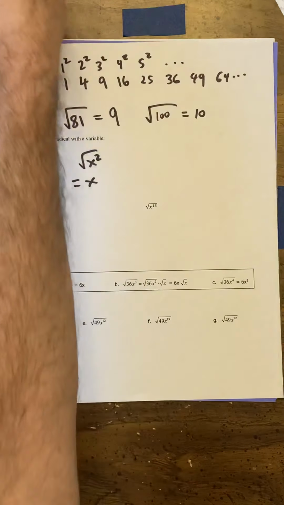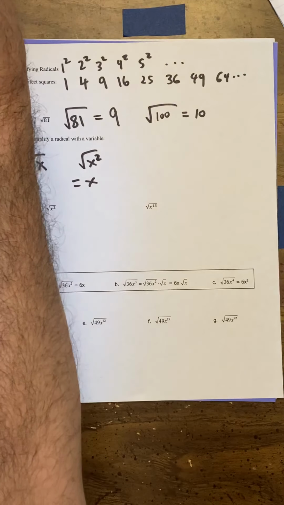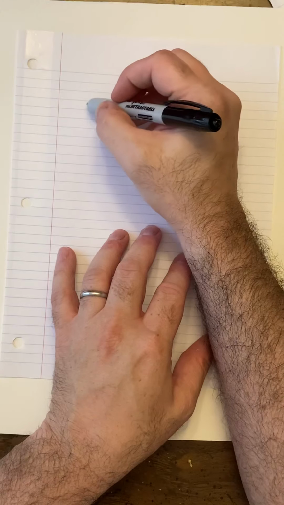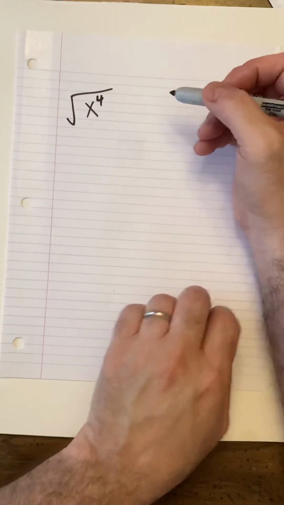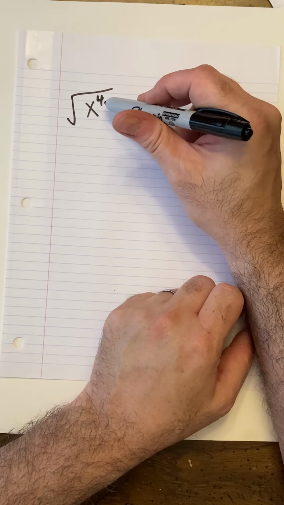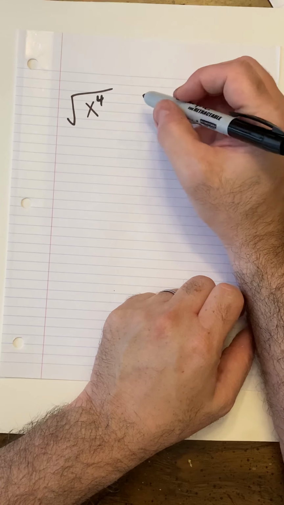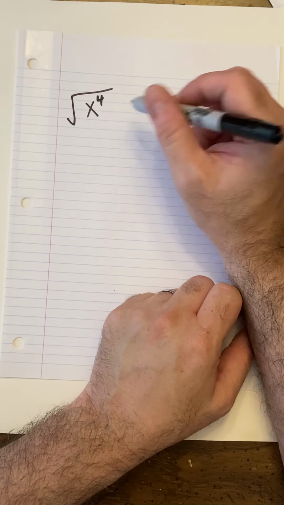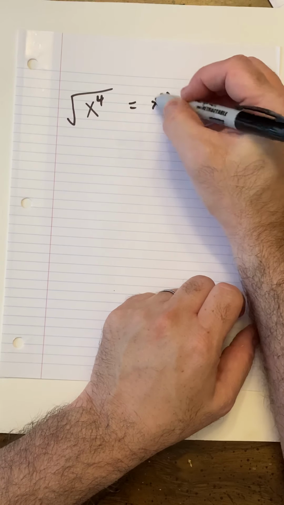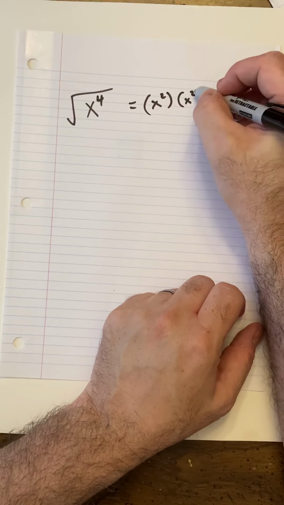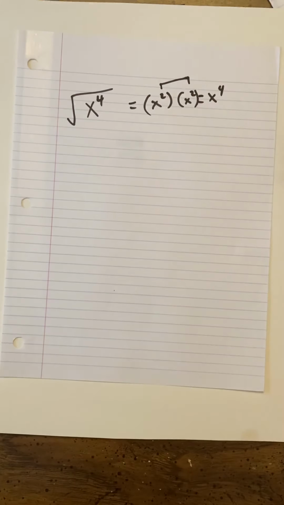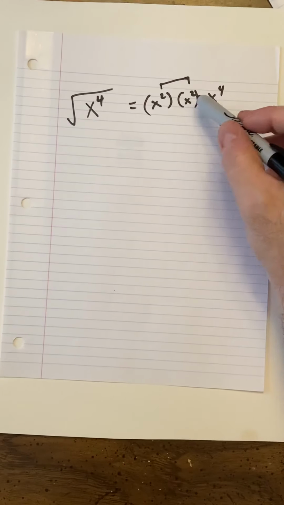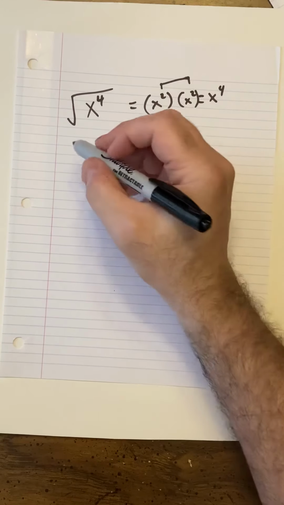In fact, let me give you a little more on that. Let's take a look at the square root of x to the 4th. So we think to ourselves, okay, what is the square root of x to the 4th? Well, what times itself is going to give us x to the 4th? x squared times x squared is x to the 4th, because in the case of variables with exponents, we're dealing with adding their exponents. Watch this.